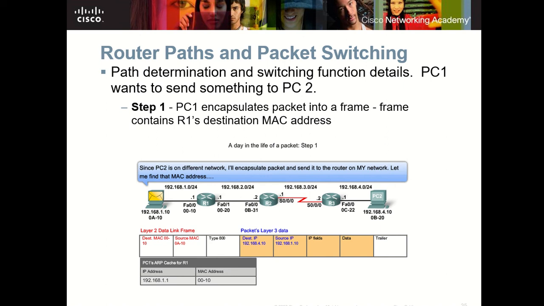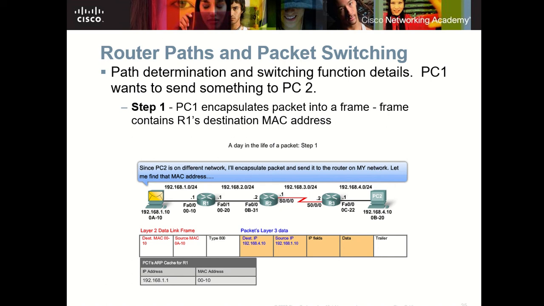So this is an example. We have PC1 that wants to send something to PC2. This is PC1, its label is covered, and there is PC2. So step 1, what PC1 will do is encapsulate the packet into a frame, and the frame contains R1's destination MAC address. Again, we are going directly to the network layer because we already know that from application to transport, the creation of data happens there, and then the port addresses are embedded for the specific application being used.